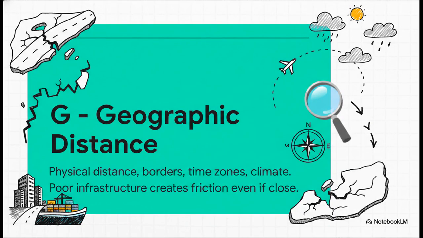All right, on to G for geographic distance. Now, this one seems pretty obvious, right? How far away is it? But hold on, it's about so much more than just miles. Think about infrastructure. A country right next door might only be 100 miles away on a map, but if the roads are a mess and the ports are slow, that short trip can cause more headaches and cost you more money than shipping something halfway across the globe to a place that has its act together.